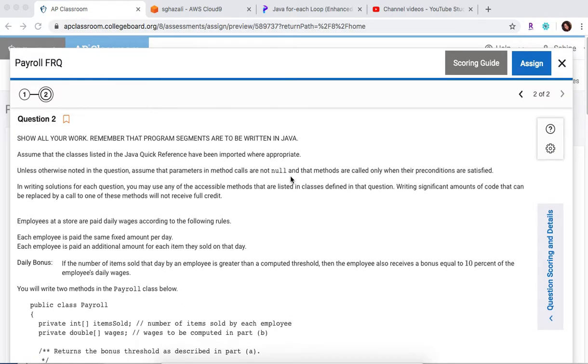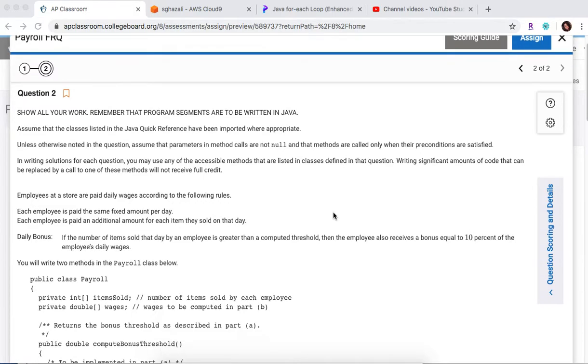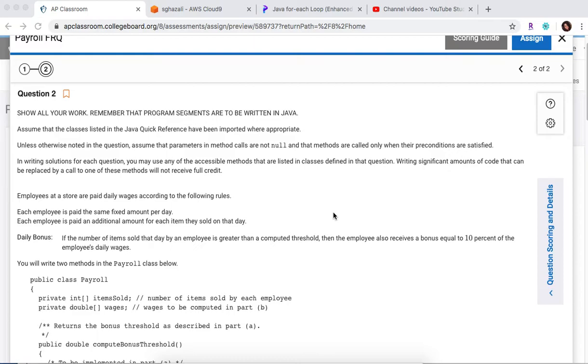Hey guys, in this video, I'm gonna go over question 2 from Unit 6, okay? Admittedly, question 2 was a lot more involved than question 1, but after you get through all the reading, you'll realize that it's actually not that bad. And in this question, you were supposed to write two methods, okay?